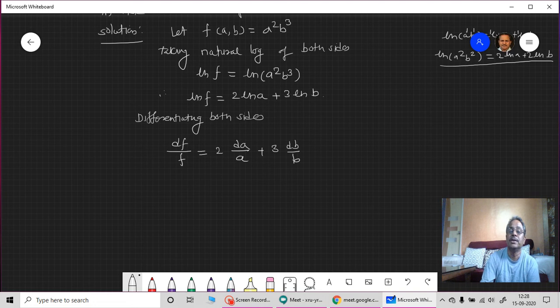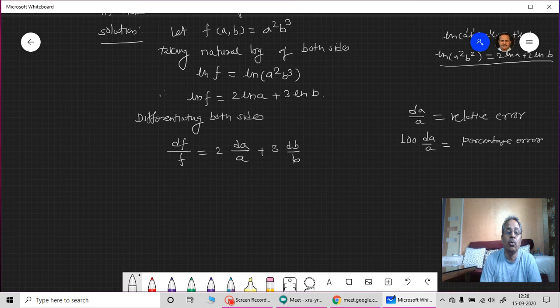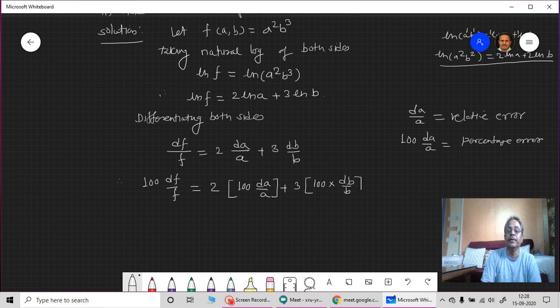Now remember, this dA upon A is nothing but the relative error, and if it is multiplied by 100 then it becomes the percentage error. So here we have to multiply both sides by 100, so this is 100 into df upon f is equal to 2 times, in the bracket, 100 multiplied by dA upon A, plus 3 times, again in the bracket, 100 multiplied by dB upon B. All these quantities are percentage errors.